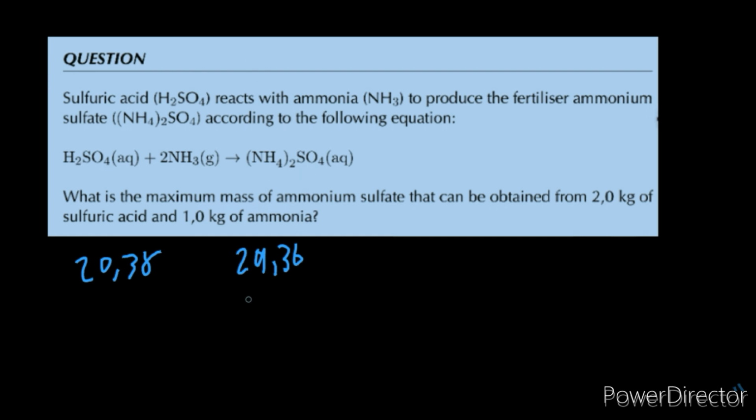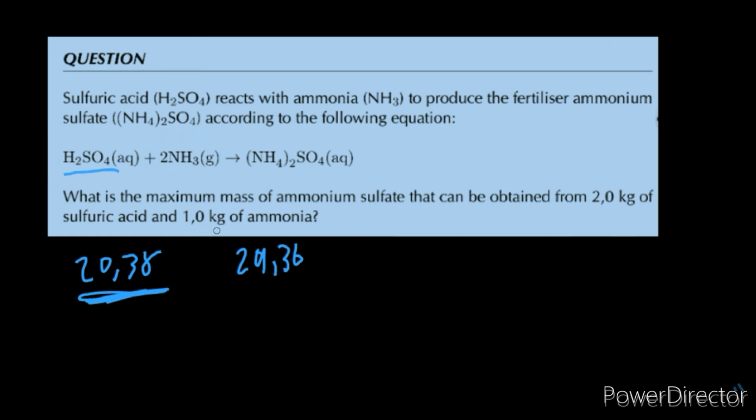So the one that produces the lower amount is the limiting reagent. Meaning that this is the limiting reagent, it means that this will finish first in the reaction. So once this finishes, the reaction stops. So in order to find out what is the maximum mass of this that can be produced from these two, we only have to use the limiting reagent, because once the limiting reagent finishes, the reaction stops. So we do not use the one that is in excess.